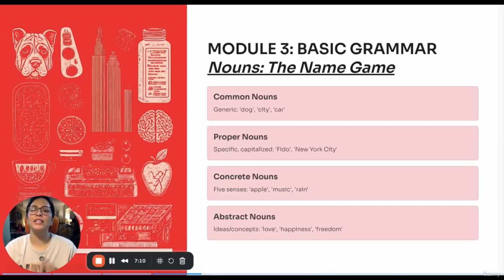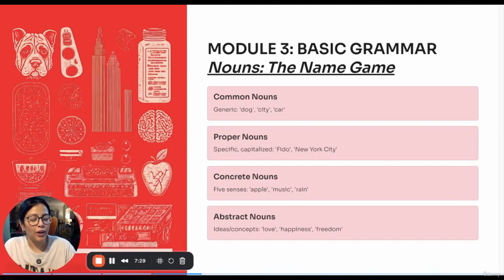Next is concrete noun. Concrete noun is anything that you can experience with your 5 senses. That would be, you can touch, you can feel it, you can see it, you can taste it, like the examples given here: apple, music, rain.